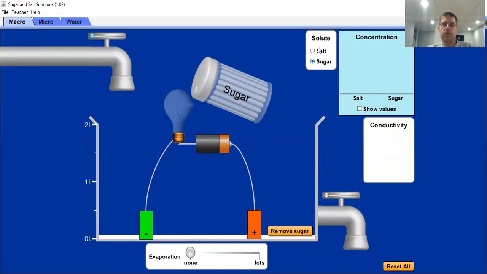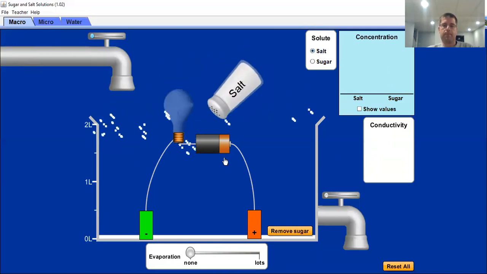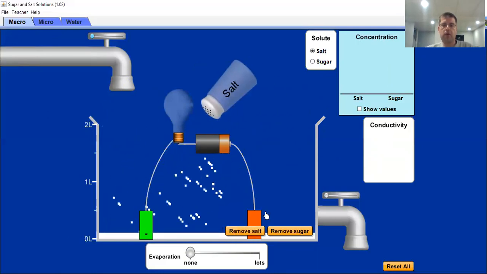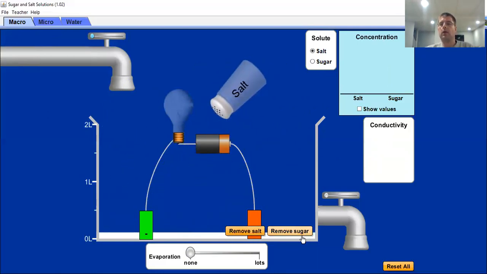Okay, go back to the salt for a second. Make sure that's at the bottom. Drop all that in. Oh, wait a minute. How come the ionic compound's not conducting? Because it's not in what? Water. It has to be dissolved to conduct. So the solid ionic compound, or the liquid for that matter, will not conduct.